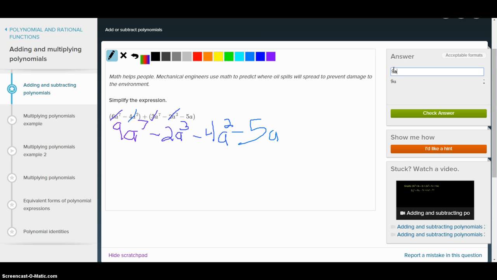Alright, 9a to the 7th minus 2a to the 3rd minus 4a squared minus 5a. So let's double check that. 9a to the 7th minus 2a to the 3rd minus 4a squared. Good thing we did that. Minus 5a.